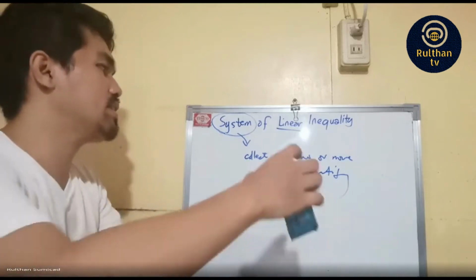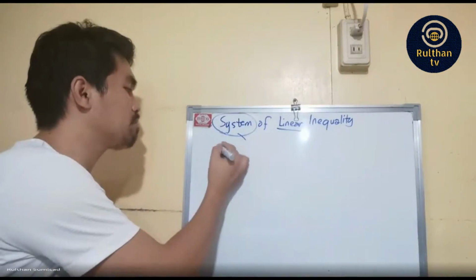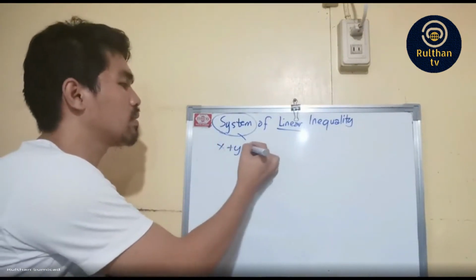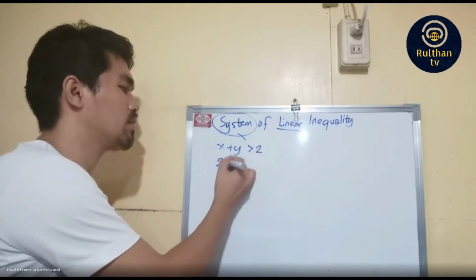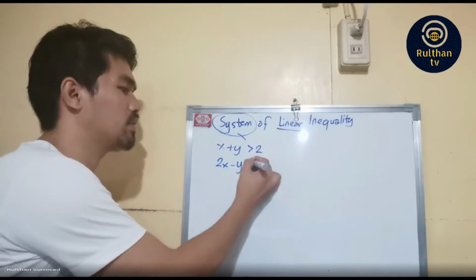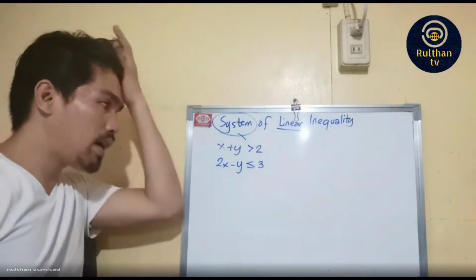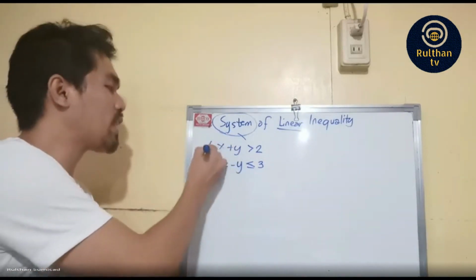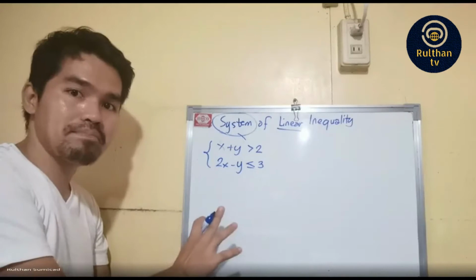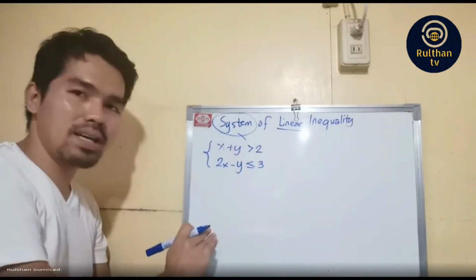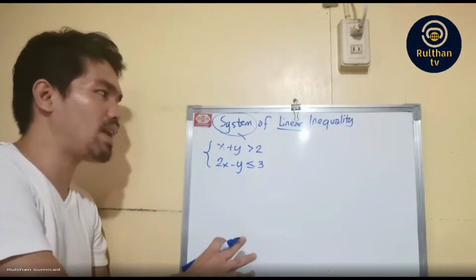Now let's take a look at this example. An example of a system of linear inequality, say for example, we have, okay, this is an example of a system of linear inequality. As normally we will put it like this, implying that this is considered as one system. So we're not taking each inequality one at a time, but rather we're taking both.